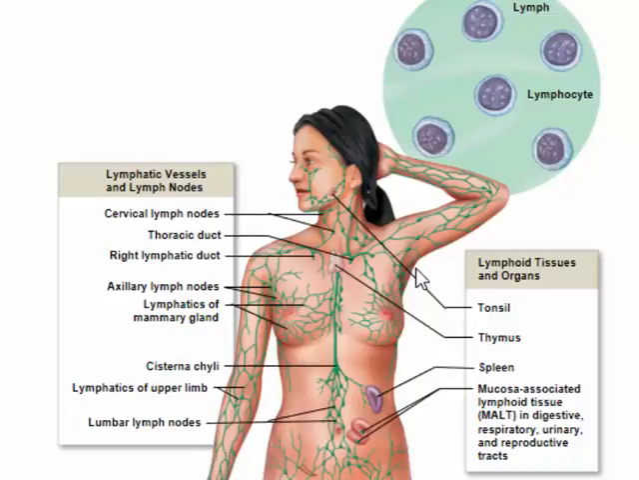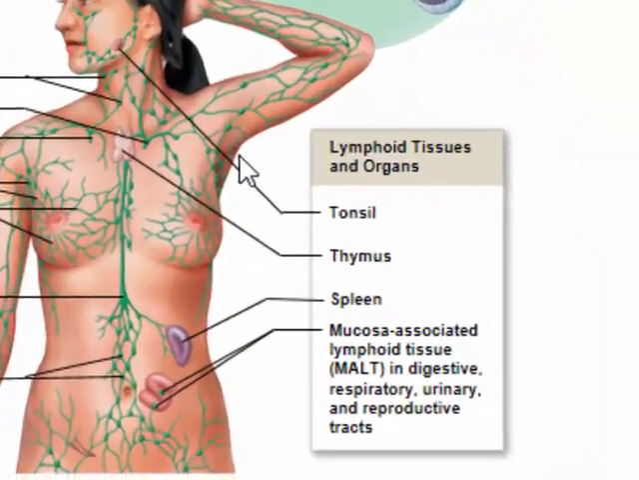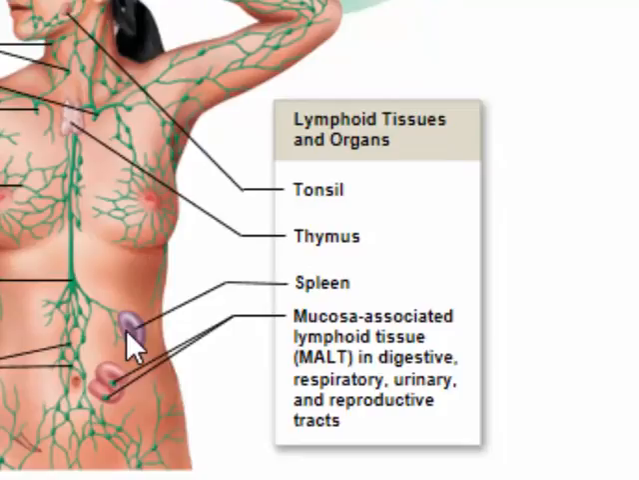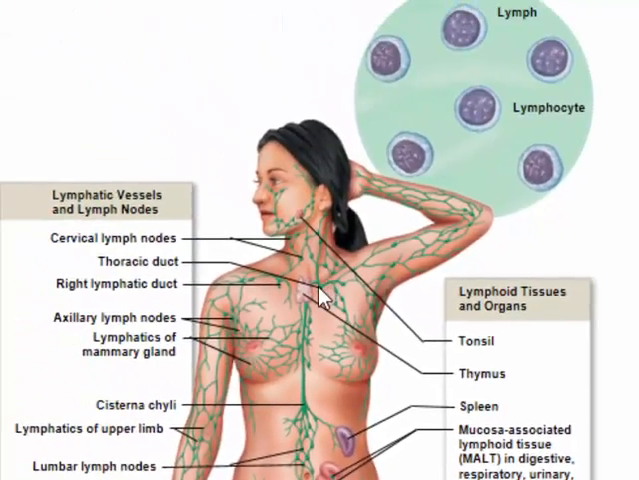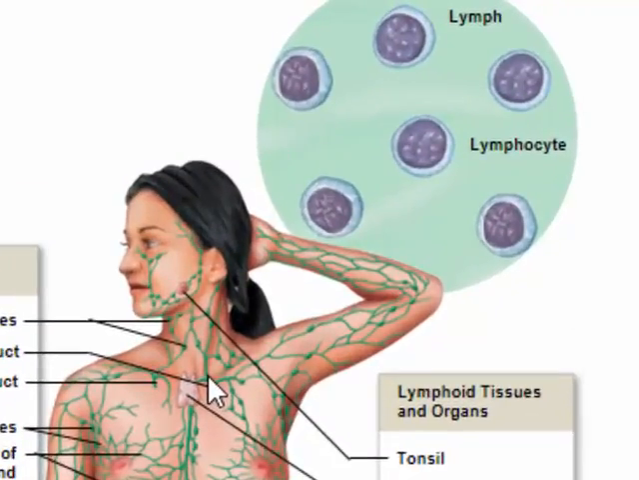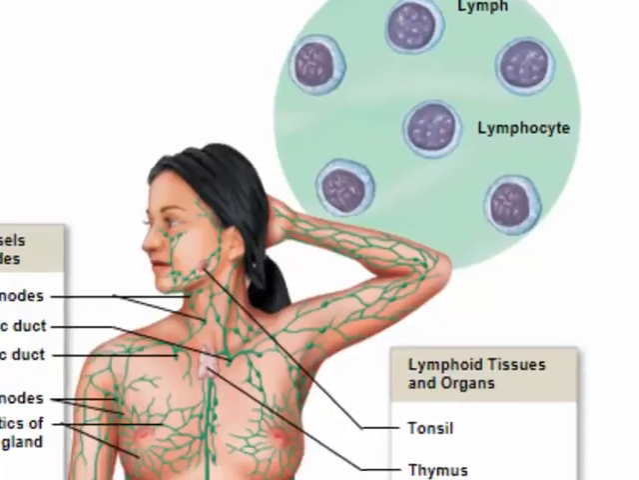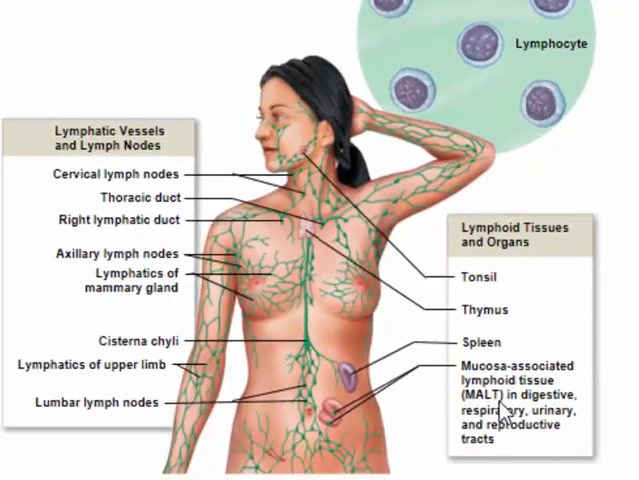Lymphatic organs are also going to include the spleen, which is the largest lymphatic organ, the thymus, which is located right above the heart, the tonsils, which there are 3 different types of, and even tissue within the intestinal tract called MALT, or mucosa-associated lymphoid tissue.